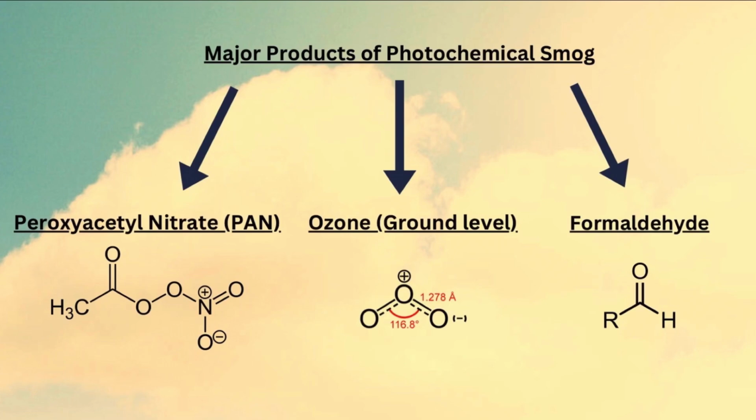So if we summarize that, there are three major products of photochemical smog. The first major product is called peroxyacetyl nitrate or PAN, and this is the structure of PAN. Second is the ground level ozone. This is also called tropospheric ozone, and this is the structure of this ozone. And the third product is called formaldehyde. So the presence of formaldehyde and other volatile compounds means the production of more than 100 oxidizing products that will be present in the atmosphere.